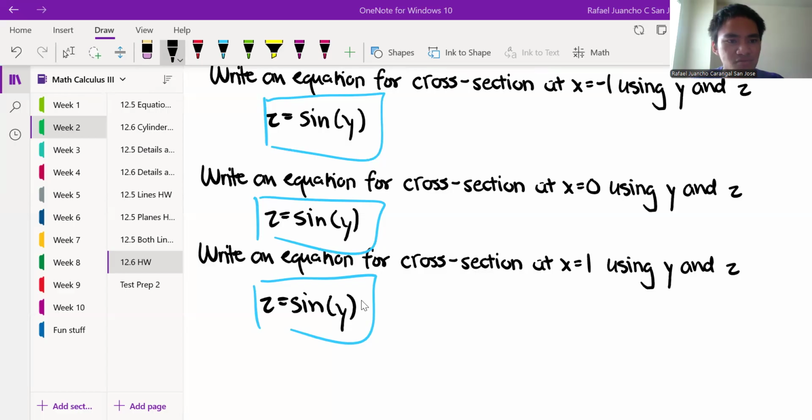So z is equal to sine y. That's it. Done. Quick and easy. Okay, next.